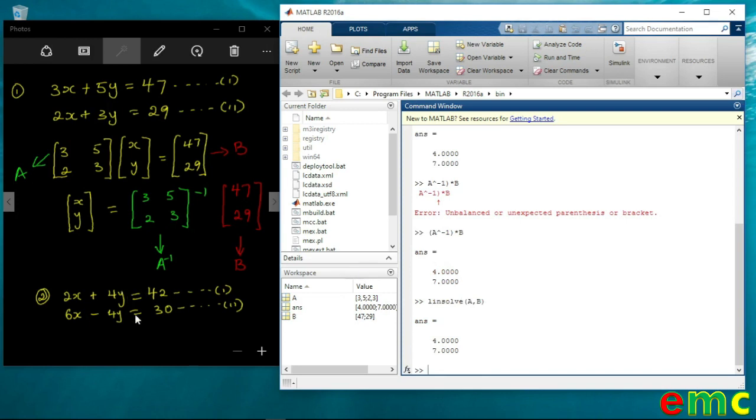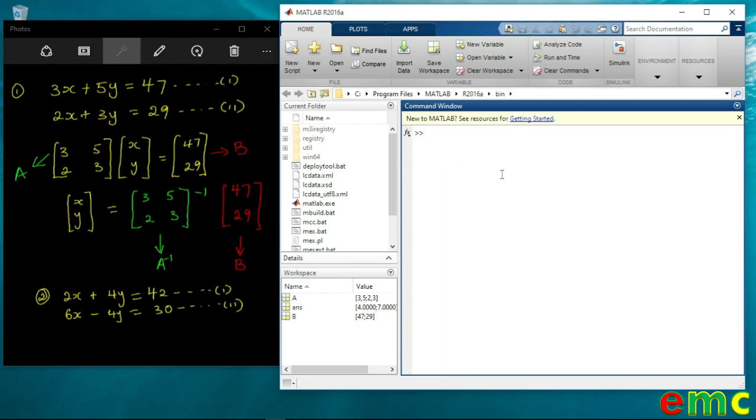Now moving to our second question. Let me clear the command window. To clear that, you type clc into Matlab. That is going to clear the command window. So in the second question, we have 2x plus 4y equal to 42, and 6x minus 4y equal to 30.